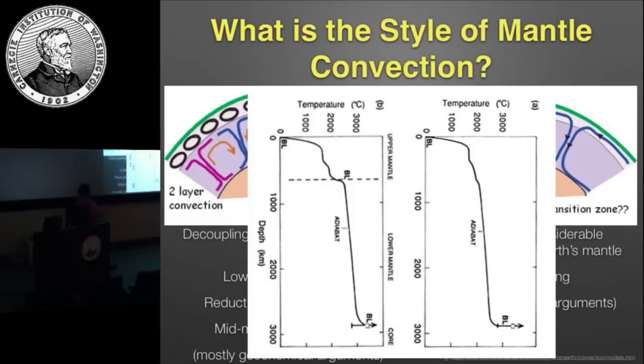And the consequences of these two end-member models is also that this affects our knowledge of the temperature profile in the Earth. On the right, this is typically what we see in textbooks in terms of geotherm, but that's for whole mantle convection. Well, if we had a mid-mantle boundary, the geotherm would look different.